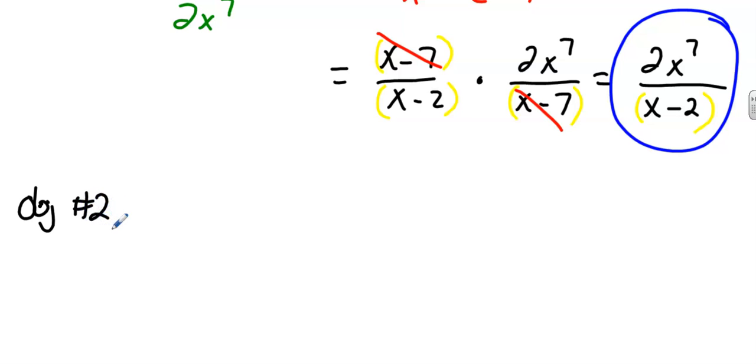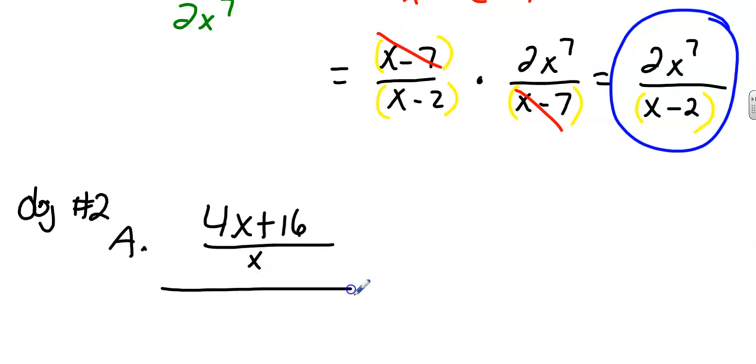Okay, objective number 2, still pretty much the same thing. It's a complex fraction, and they're just going to tell you to simplify. So 4x plus 16 over x, over 8x plus 16 over x to the 5th.